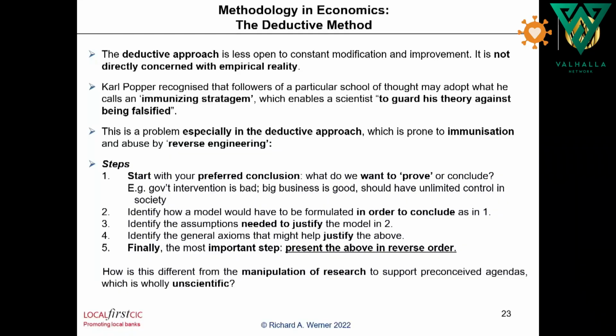And of course, if you're a badly paid academic, this will be very tempting. And you're trying to find out what the sponsor wants to hear. So imagine this scenario where you start with your preferred conclusion, such as markets are optimal and efficient, and any intervention and government rules should be abolished. That's the conclusion. So now you work backwards. What sort of model will give us this conclusion? Then, what sort of assumptions do we need to justify this model, and what axioms to present that entire package? And then comes the most important step: present in reverse order.